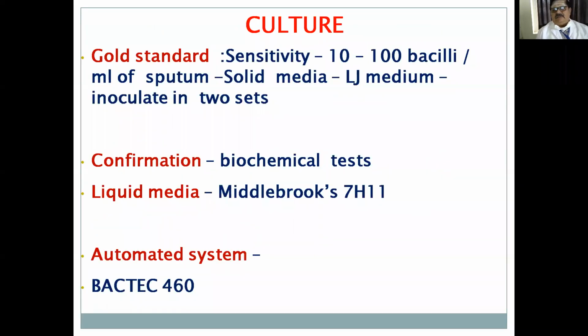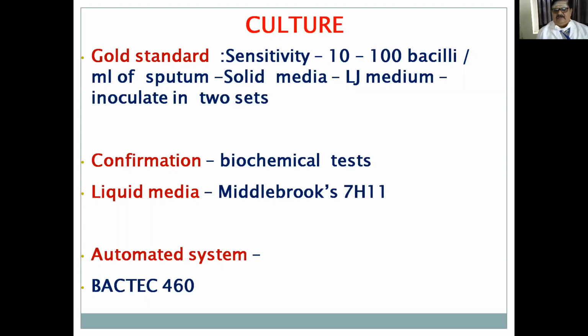Now, coming to the culture, it is the gold standard. If you say something is the gold standard, that is the best. The sensitivity is 10 to 100 bacilli per ml of sputum. Even if they are few, they can be picked up by culture in Lowenstein-Jensen medium. Inoculate only 2 sets. And how do you confirm? You do the biochemical test.